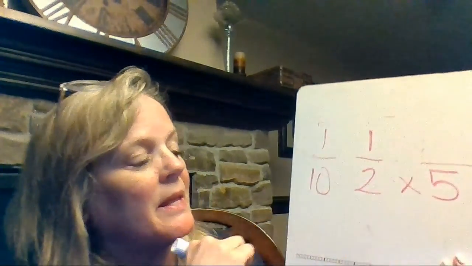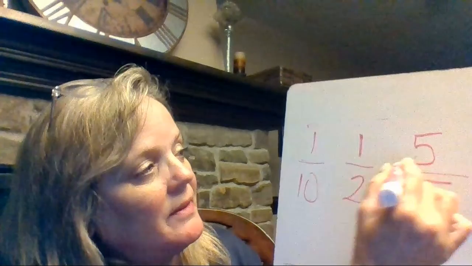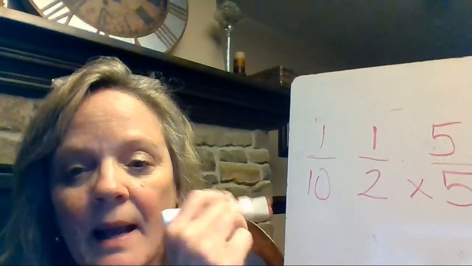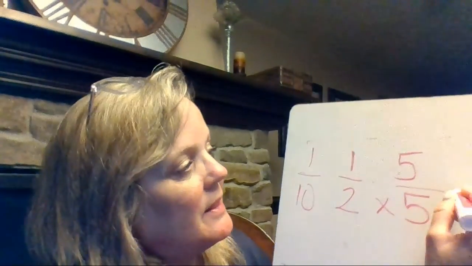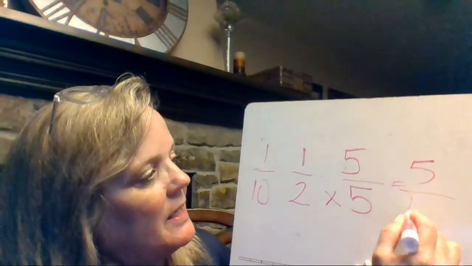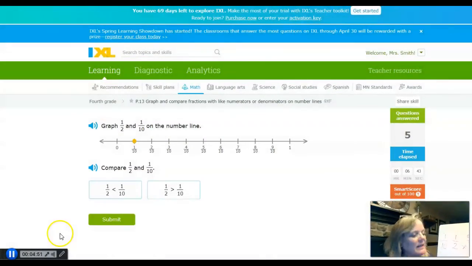And if I multiply the bottom by 5, I have to multiply the top by 5 because that equals 1. And then I can take the top and I do 1 times 5 equals 5. 2 times 5 equals 10. Now I'm going to go back to my screen and I need to find 5/10 on my number line. I find it right here.